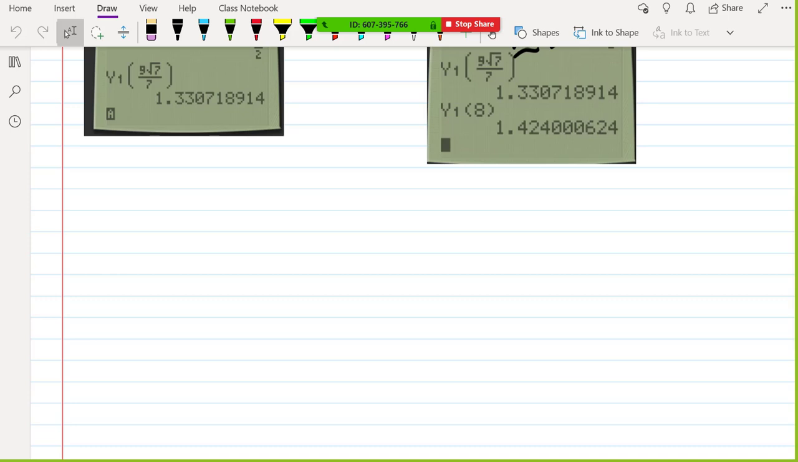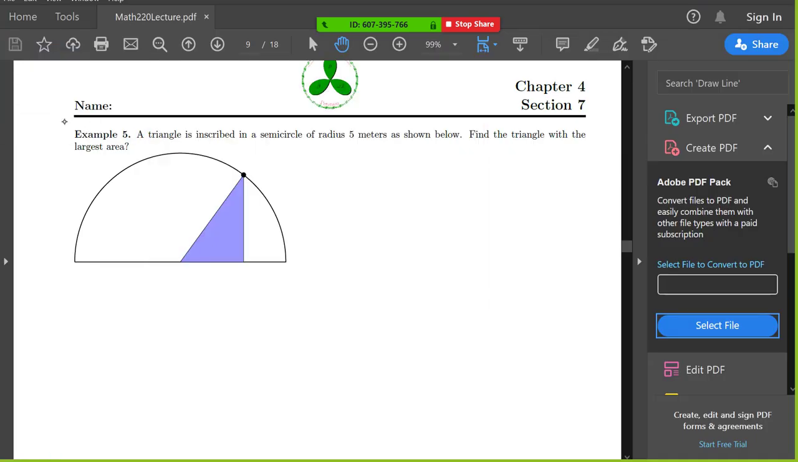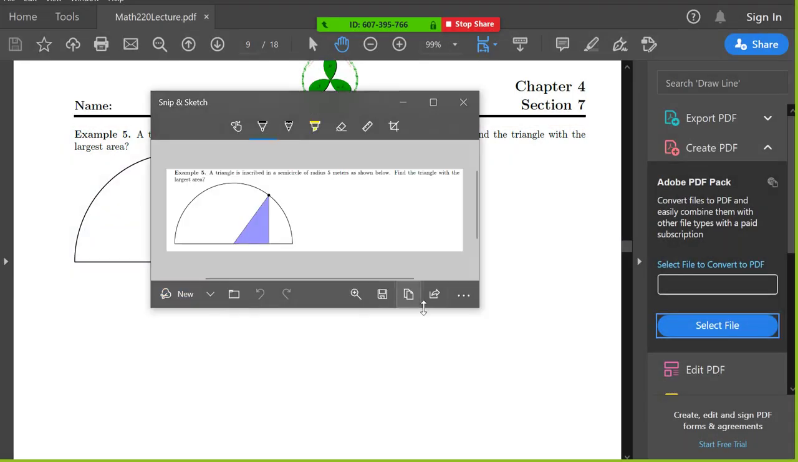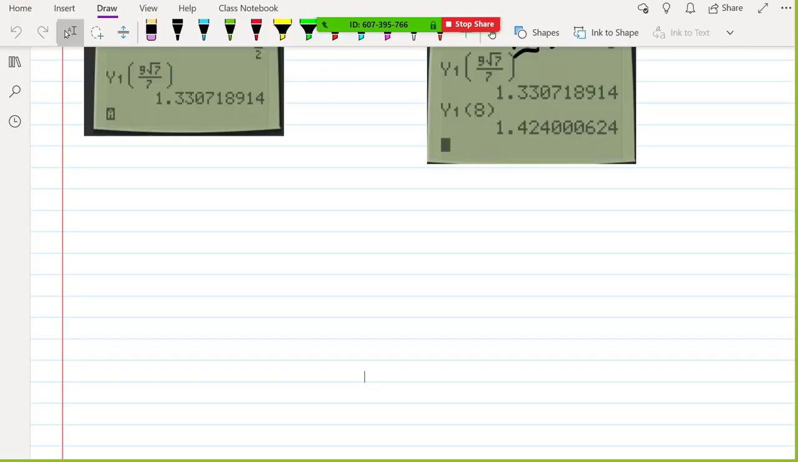Alright, so picking up where we left off, we had our next example, which is example number 5: a triangle is inscribed in a semicircle of radius 5 as shown below. Find the triangle with the largest area.